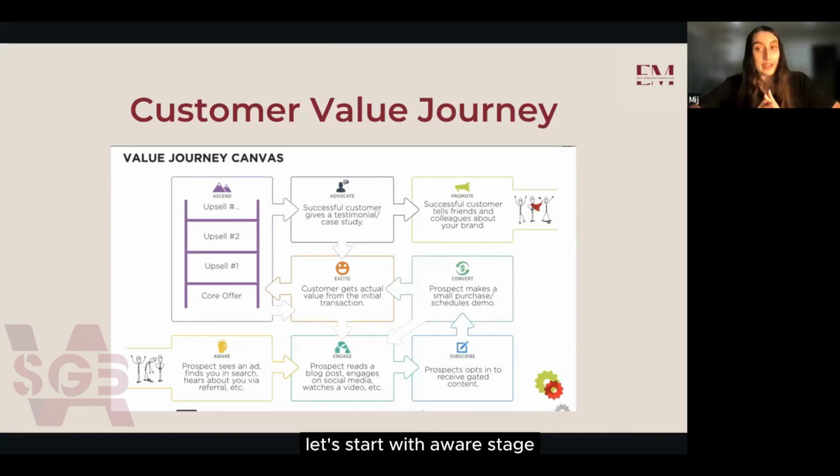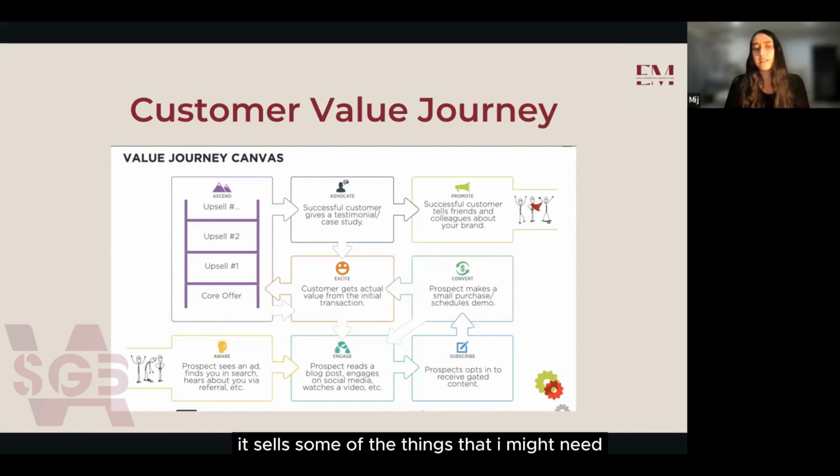Let's start with aware stage. So aware is when a customer sees an ad or a social media post, or finds, let's say you're Googling something and you're finding this website, or you hear from a friend. Then the customer is in the awareness stage. What does awareness mean? It means you know something. You know, okay, this brand exists. It sells some of the things that I might need.